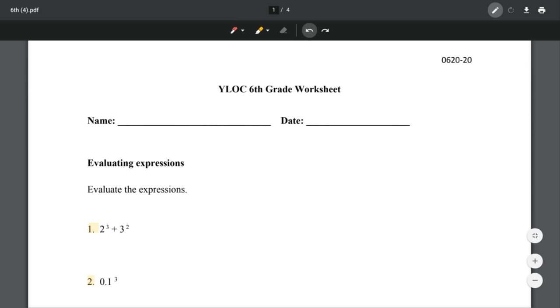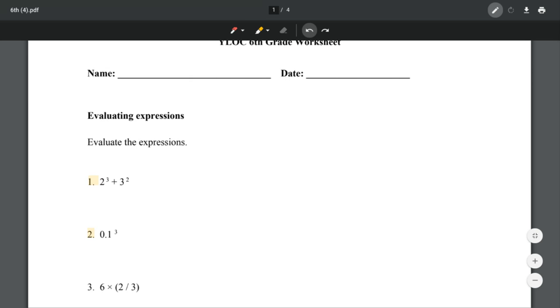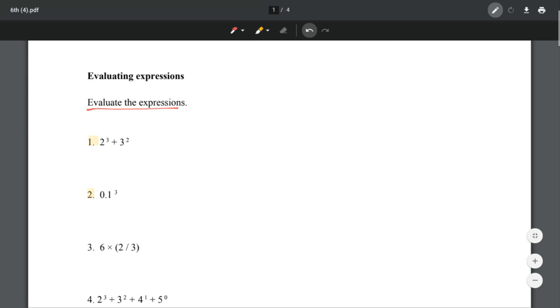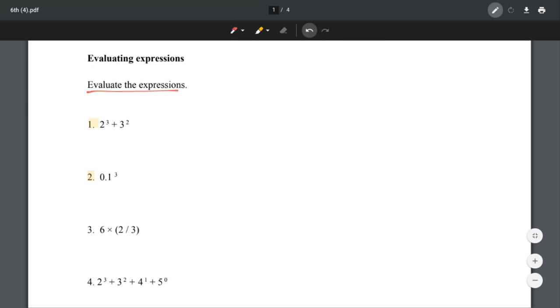Hey guys, it's lesson 20, and let's go and get started with evaluating expressions. So we're going to evaluate some exponents. Okay? So let's look at number 1. We have 2 to the power of 3 plus 3 to the power of 2.